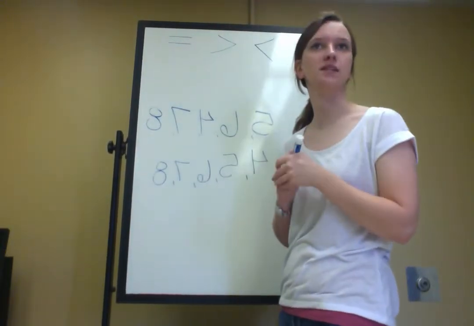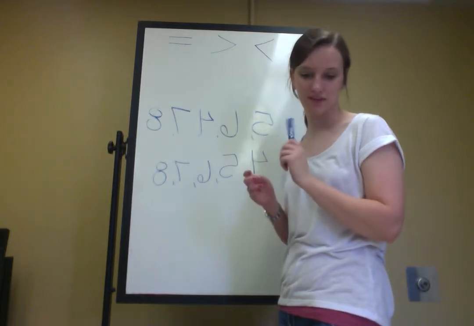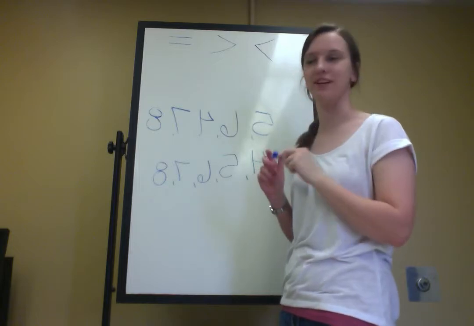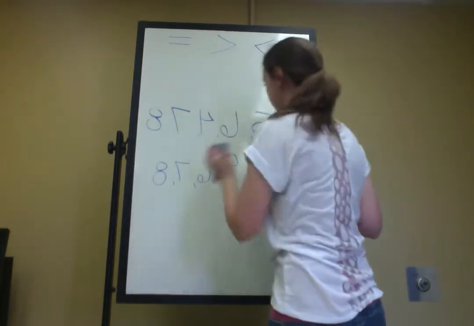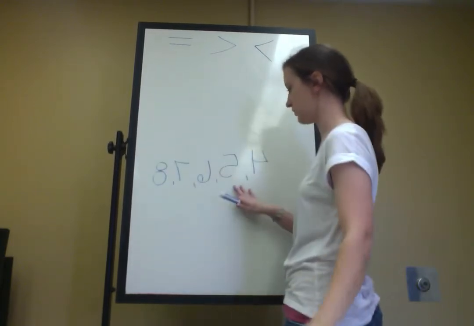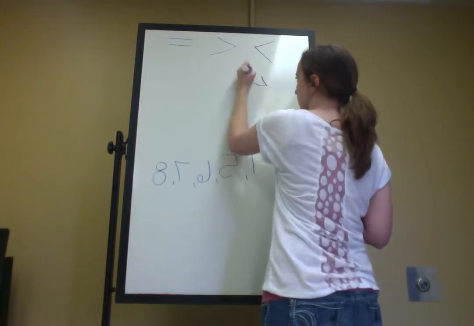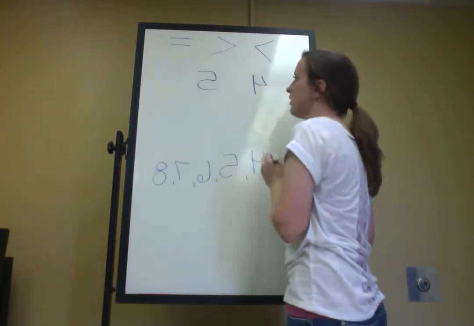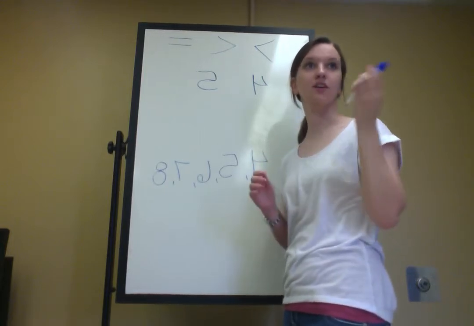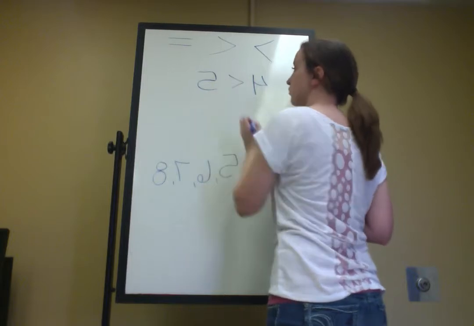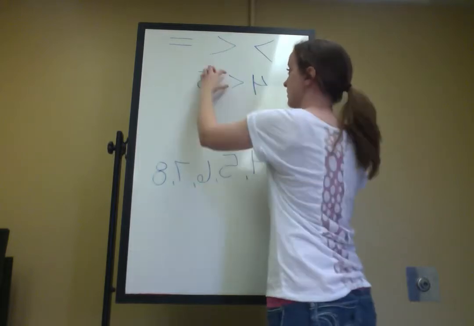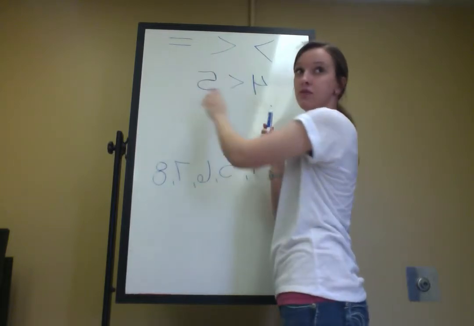Okay, does anyone remember what these symbols mean? Great job. Greater than, less than, and equal to. Perfect. Okay, so if we have two numbers from this problem, say we use 4 and 5. Okay, what sign would I put in between here? Great job, less than. Okay, remember that the small end goes toward the small number, the big end goes to the big number. Does everyone see this?